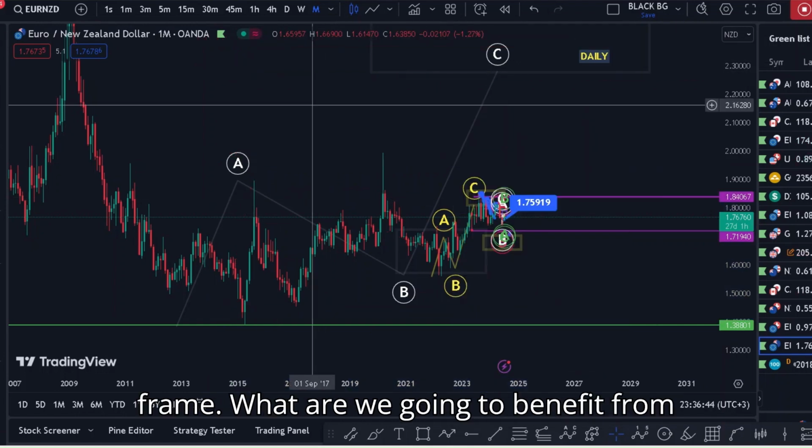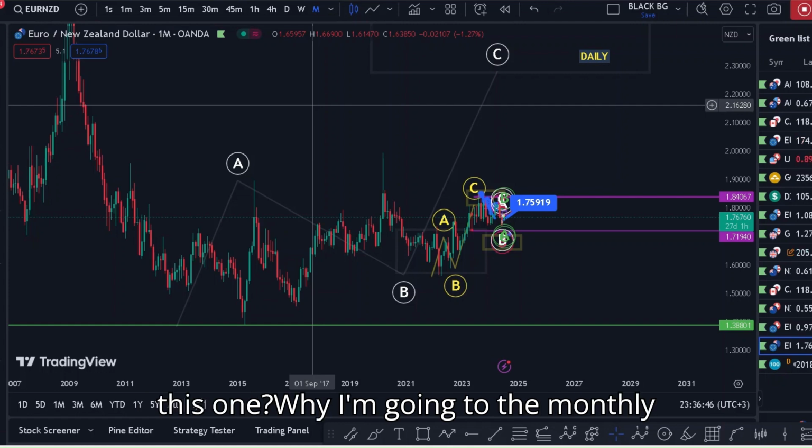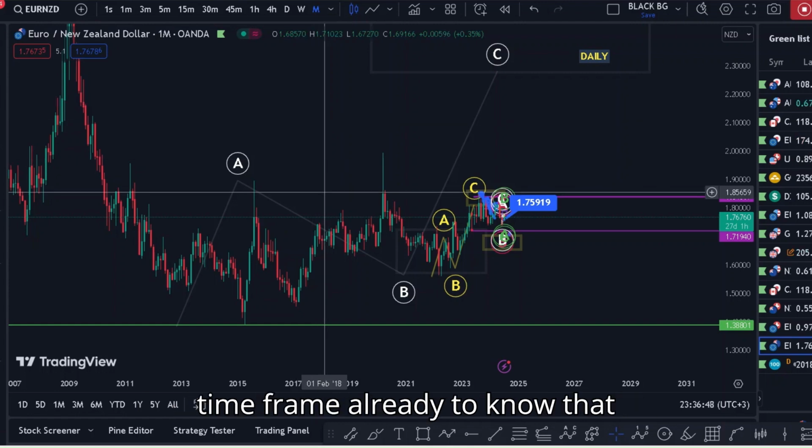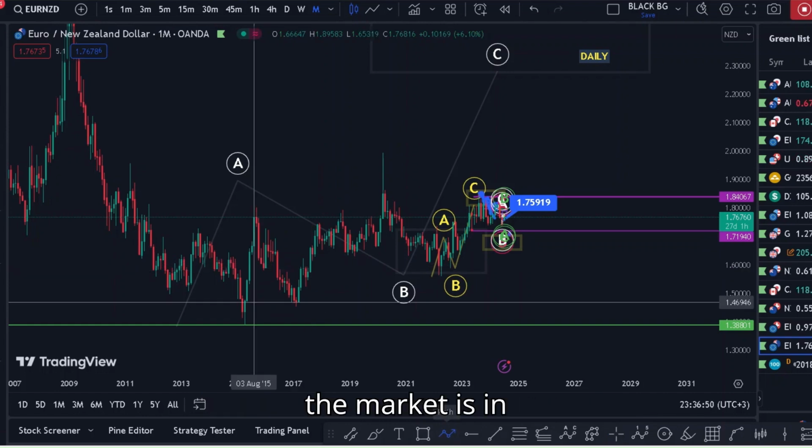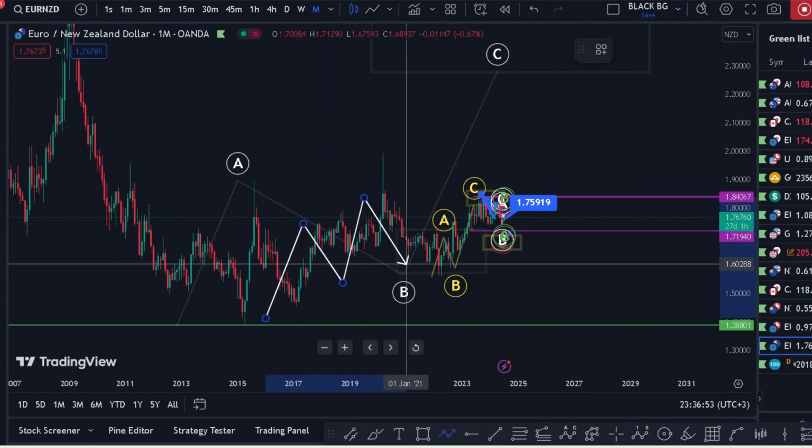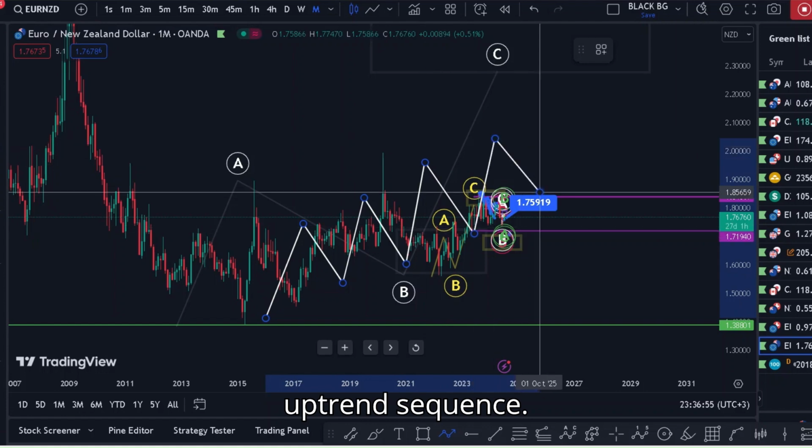What are we going to benefit from this one? Why am I going to the monthly time frame? Already to know that the market is in uptrend sequence.